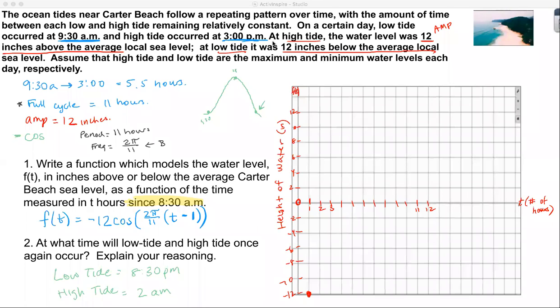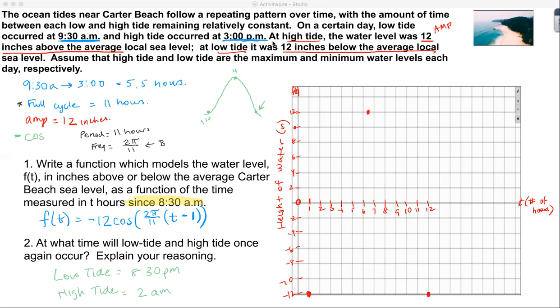So how many hours after 8:30 is 3 p.m.? Well, that's 6.5. So I'm going to look for 6.5, and plot a point at 6.5, comma 12. Now, reminder, where was my next low tide? I want to finish the cycle. The next low tide was going to be at 8:30 p.m. How many hours after 8:30 a.m. is 8:30 p.m.? Well, that's going to be 12 hours. So we'll make that point here too.